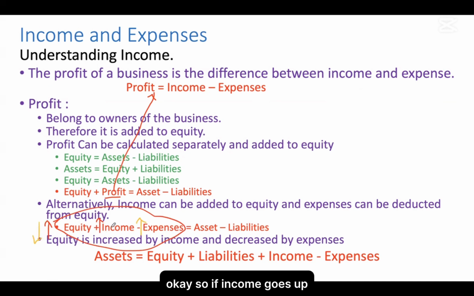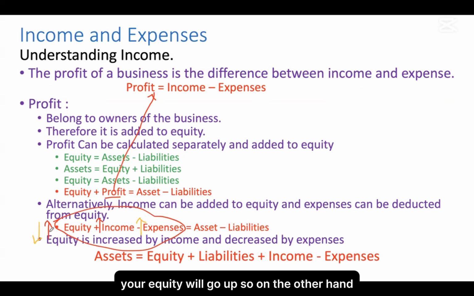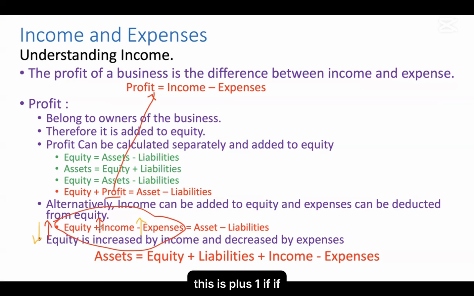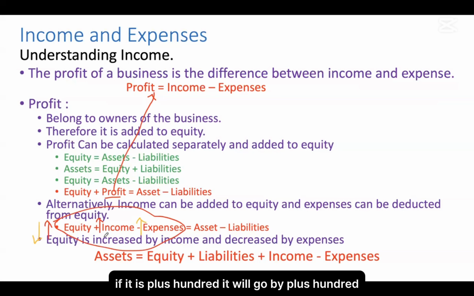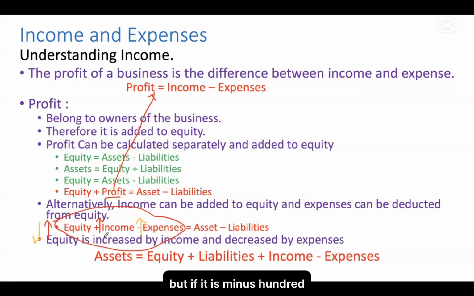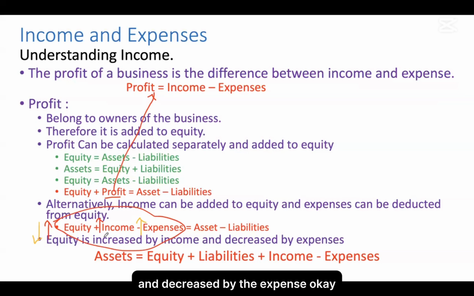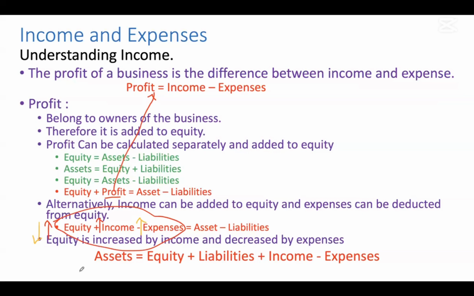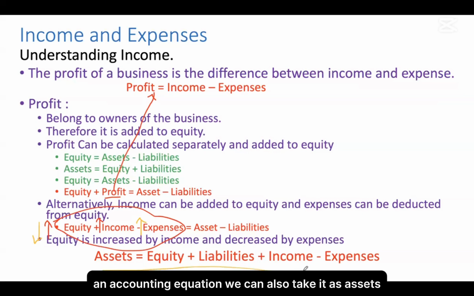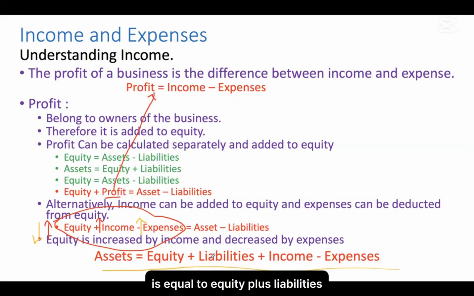So if income goes up, your equity will go up. On the other hand, if expenses go up, your equity will come down, because if it is plus 100, it will go up by 100, but if it is minus 100, it will go down by 100. So equity is increased by the income and decreased by the expense. In the accounting equation, we can also take it as assets is equal to equity plus liabilities plus income minus expenses.